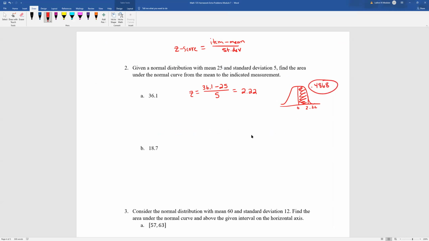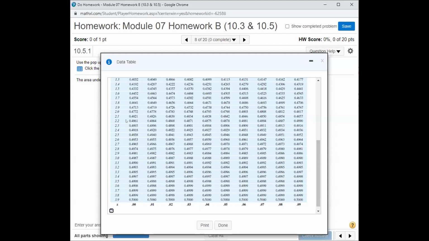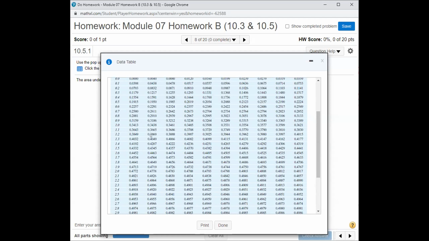So let's look at our next one. The z-score is going to be given by 18.7 minus 25 divided by 5. That's going to be negative 1.26. Again, that is to the left of the mean, but if you look up 1.26 on that chart, it'll give you the same distance from the mean to that value on the other side, and they're symmetric. So let me switch back and look up 1.26. So 1.20, 1.21, 1.22, 1.23, 1.24, 1.25, 1.26. It's 0.3962.